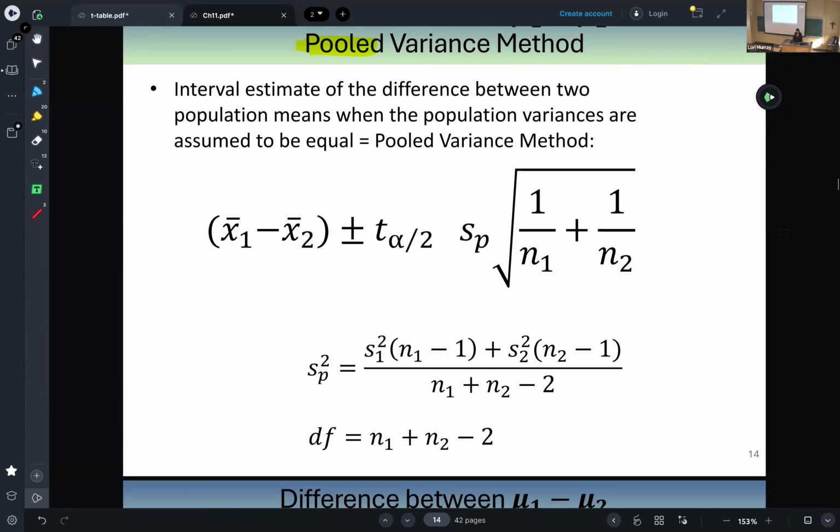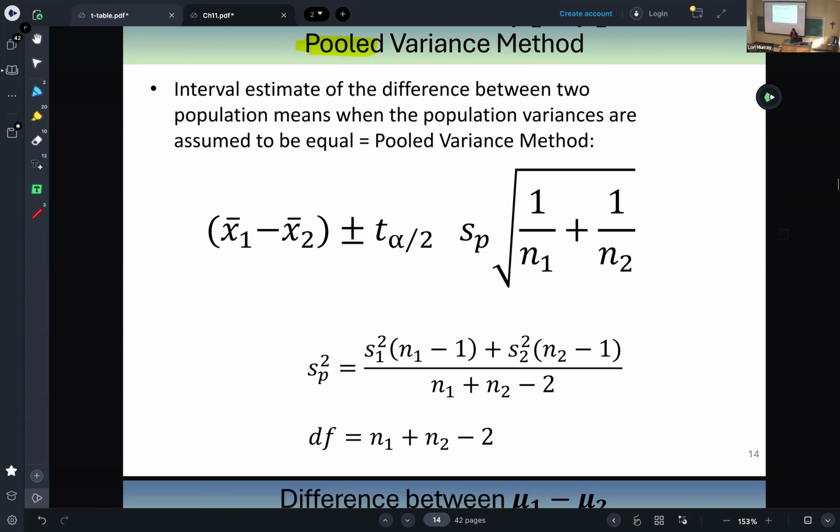Okay, and so under the videos, I give an example. I just go through an example. That's the only difference. Degrees of freedom, though, for the pooled method is you add the two sample sizes together and subtract 2. Okay, so that would be on your formula sheet too. So remember that. It's basically the denominator. It's the denominator of the pooled formula.